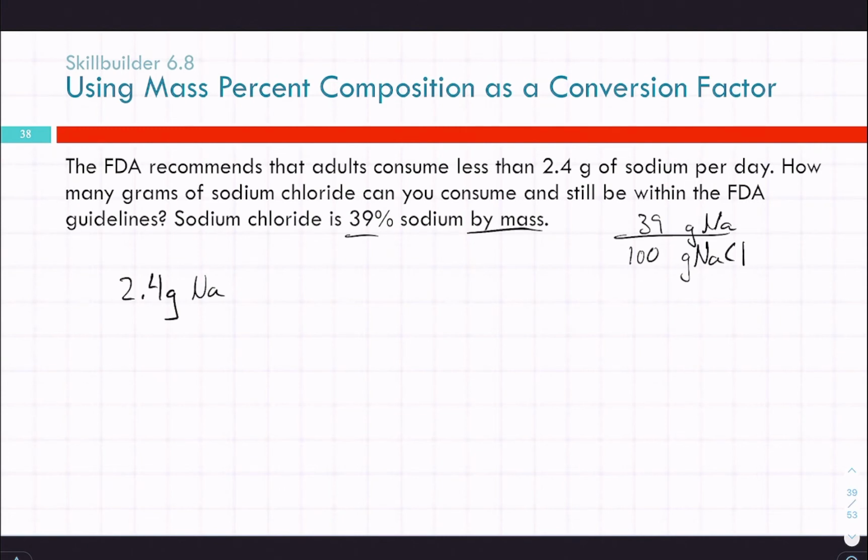So here, how do we want to arrange this? How do we want to orient our conversion factor? Yeah. So we want to cancel out our units, right? So we want to put grams of sodium on the bottom. So it's 39 grams of sodium, and that means that we have 100 grams of sodium chloride on top. So then these cancel. And then we get 2.4 times 100 divided by 39.